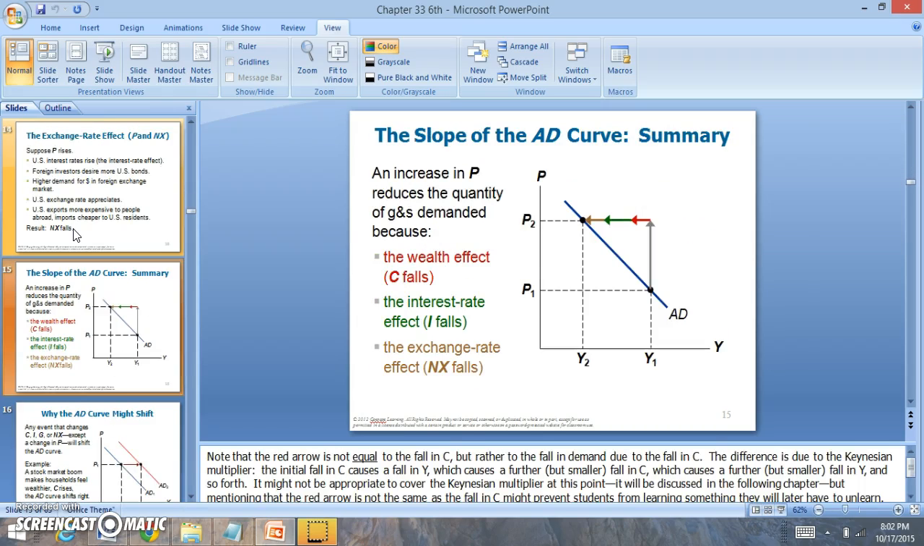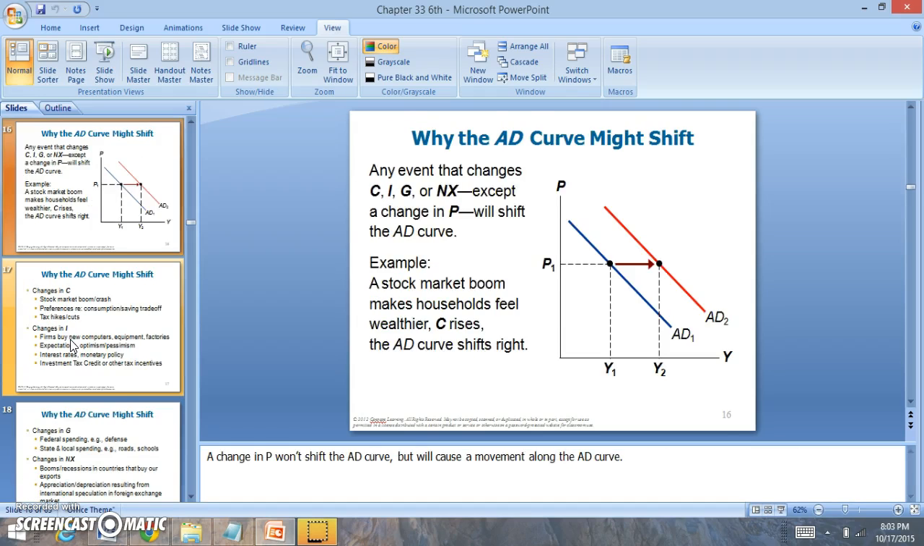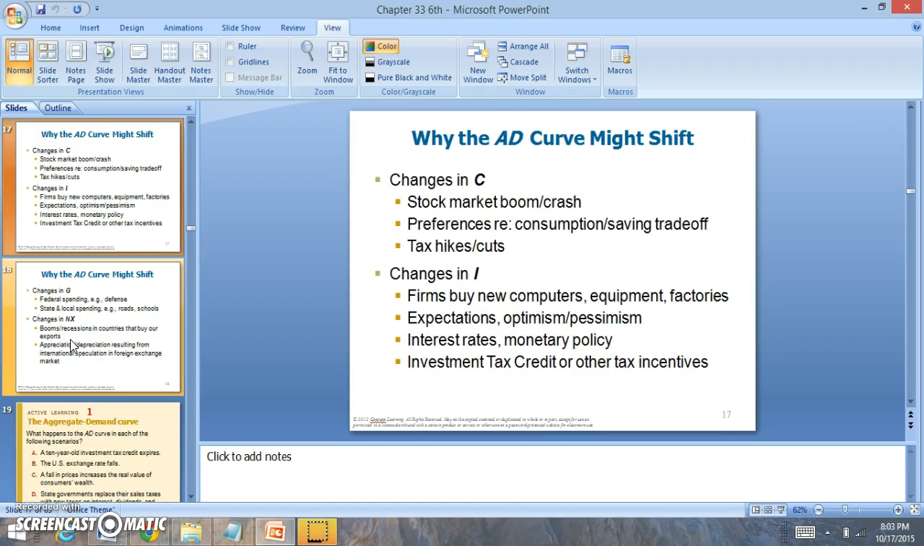The slope of the aggregate demand curve is based on 3 factors: the wealth effect, the interest rate effect, and the exchange rate effect. These 3 factors illustrate why the aggregate demand curve is downward sloping. Now, some of the reasons why the aggregate demand curve might shift: any changes in consumption, investment, government spending, or net exports. Any of those changes will influence the direction of aggregate demand, and that's very important to focus on.